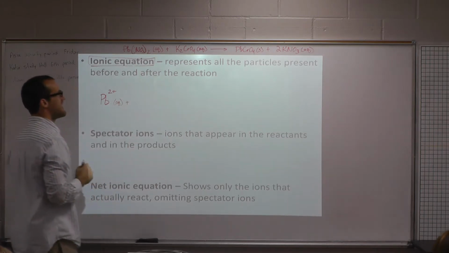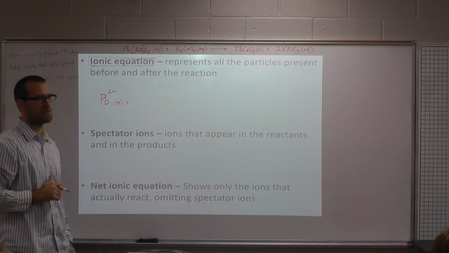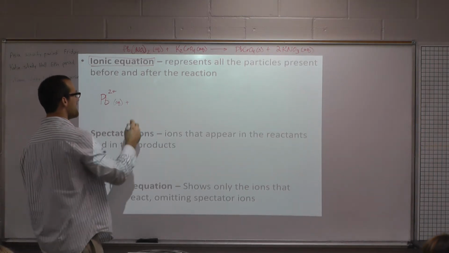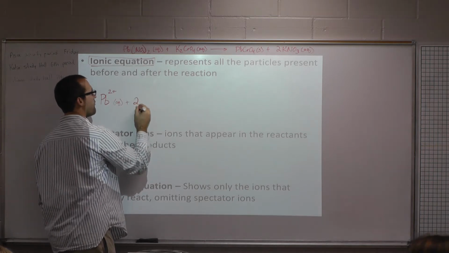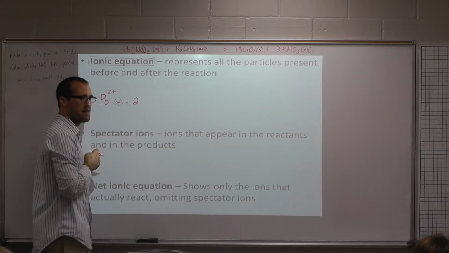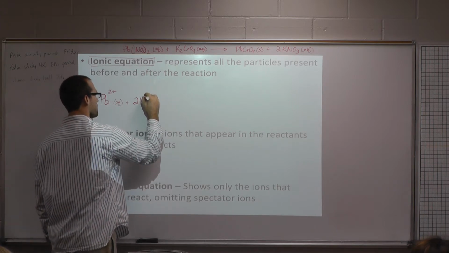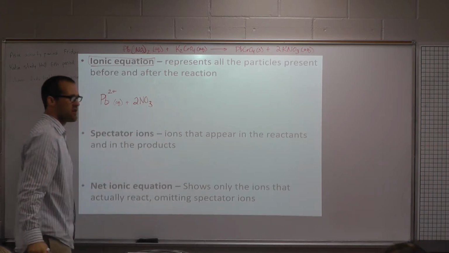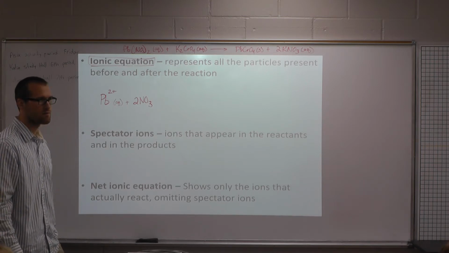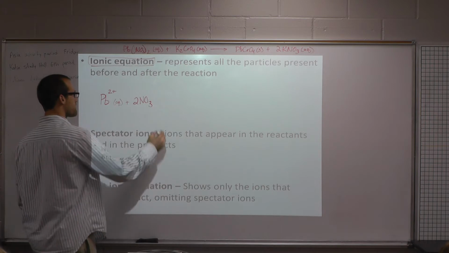Then we have my nitrates. First thing you want to identify is how many nitrates you have. How many do you have? 2. So now I'm going to put it as a coefficient because I have 2 of them, because it's not bonded anymore. What is the charge of nitrate? You all should know this. Negative. 1 minus.